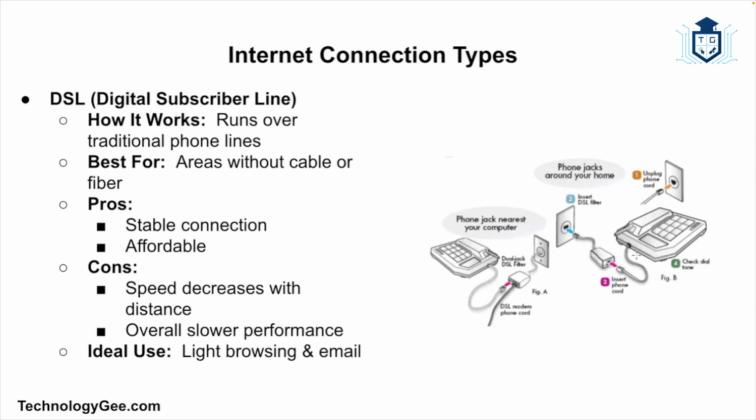The pros are it's more stable than satellite and it's typically cheaper. However, when it comes to the cons, the speeds can drop the further you are away from the provider's central office or your internet service provider, and it does generally have overall slower speeds compared to cable and fiber internet. Now, this is good for light web browsing, email, and working from home if demands are low.